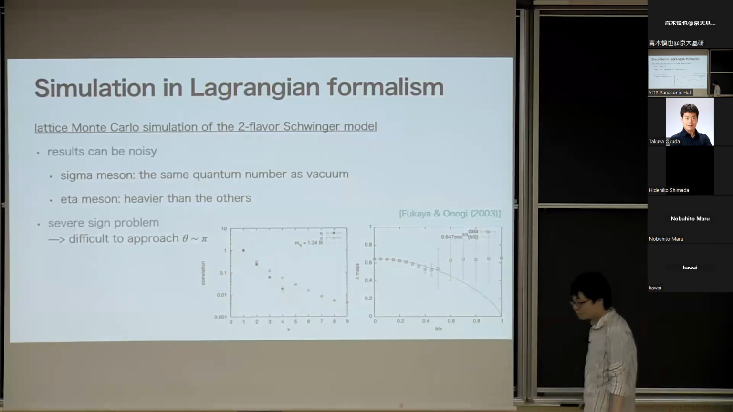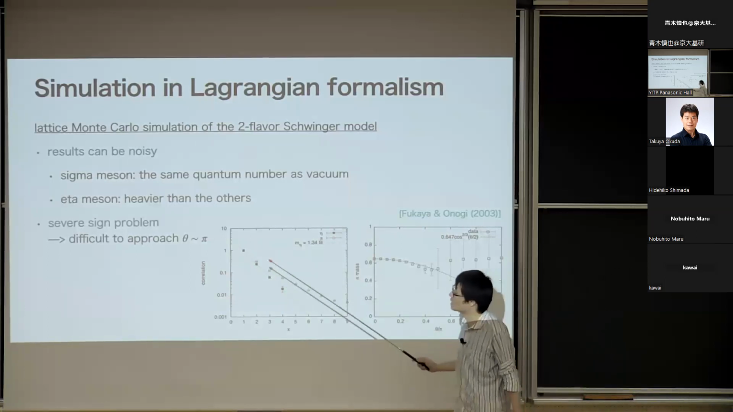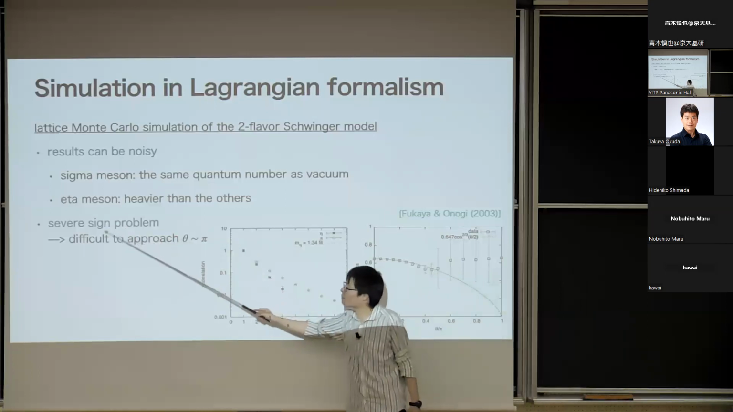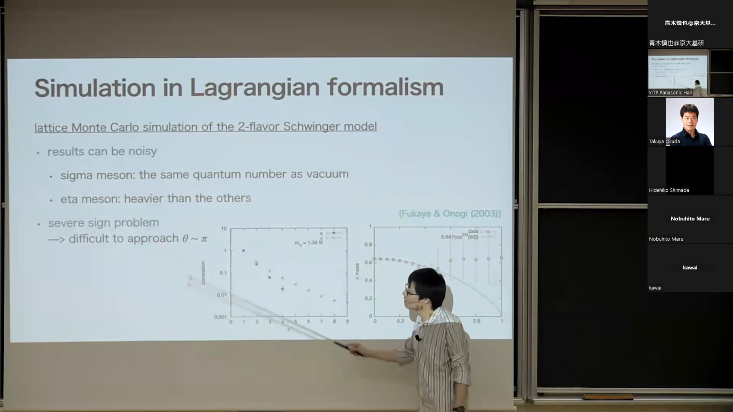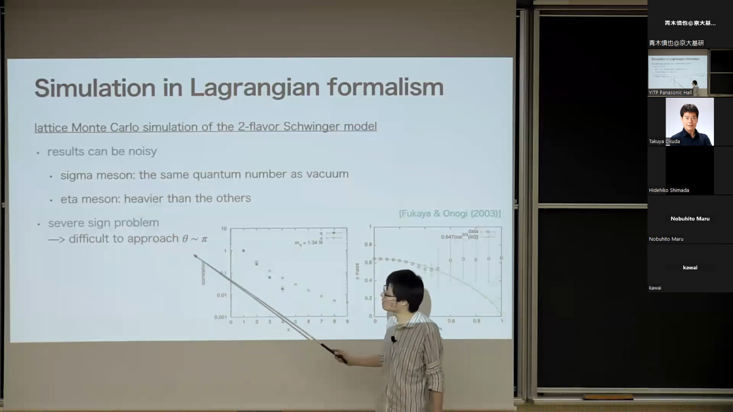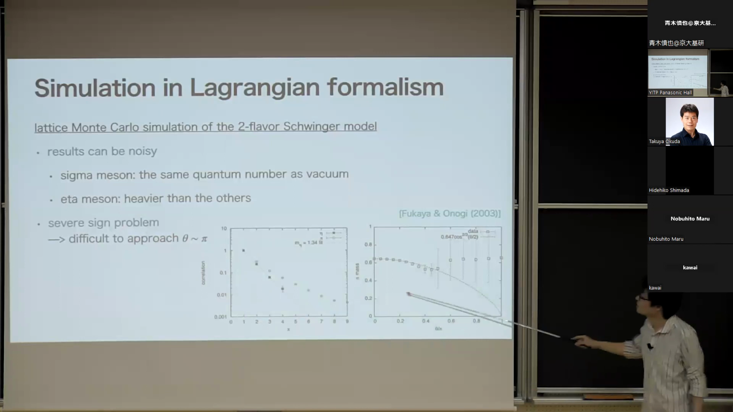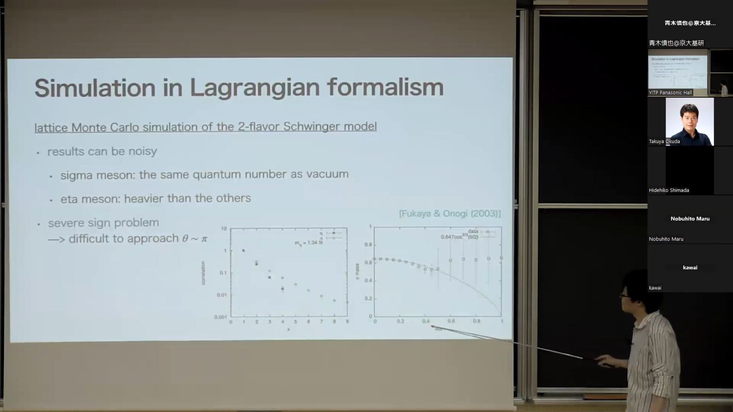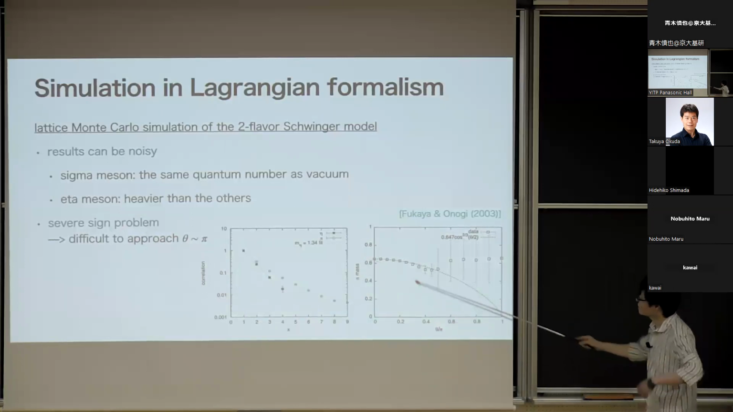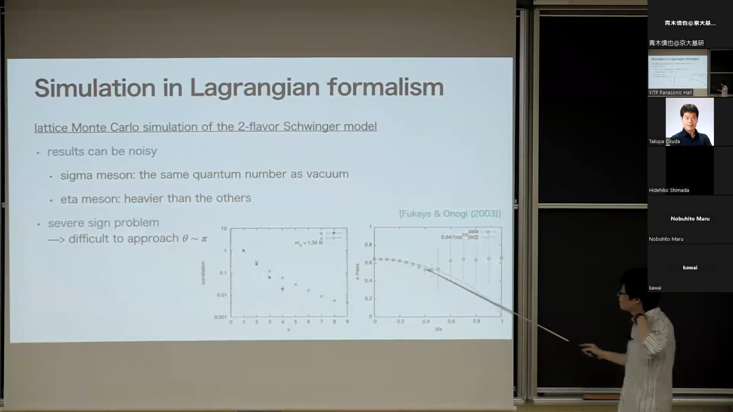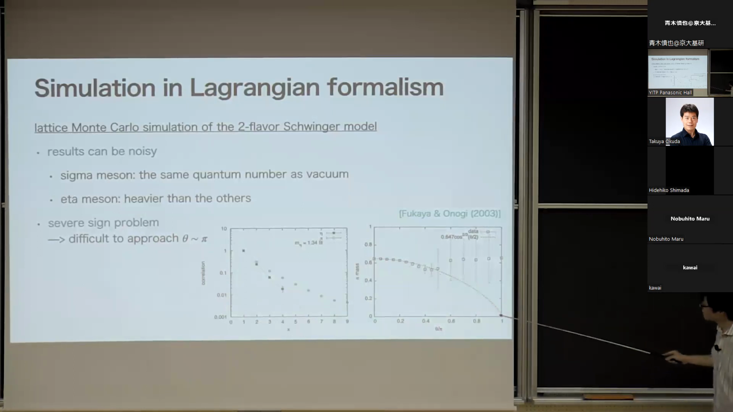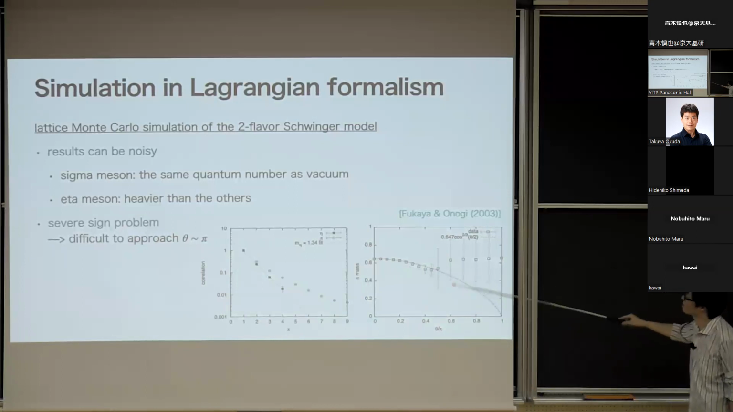And also, if we turn on the theta term, a severe sign problem appears. In particular, theta around pi is difficult. So this is the pion mass against theta over pi. And this is theta 0, so it's okay. But if we approach theta pi here, the signal is very noisy.